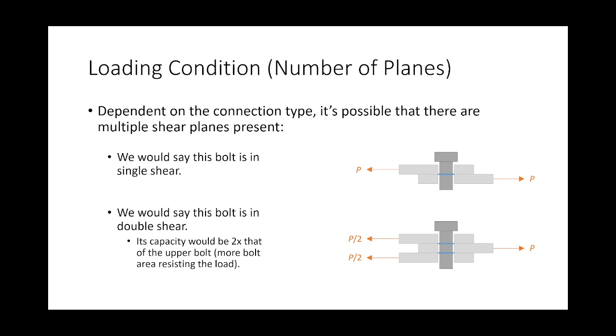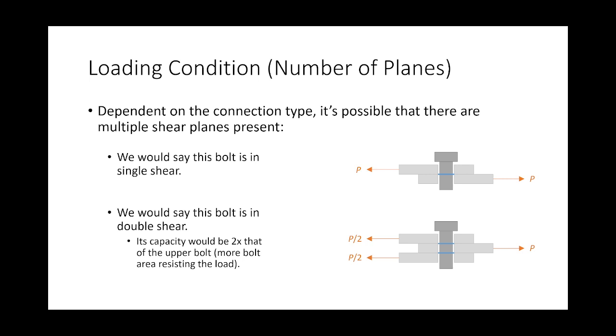Understanding the shear plane is one thing. Understanding the number of planes is something else. So I have here a lap connection versus a splice connection. And if you look at the splice connection below, we have two shear planes, right? We have two planes that the bolt is passing through. So what happens is our capacity is doubled, okay?